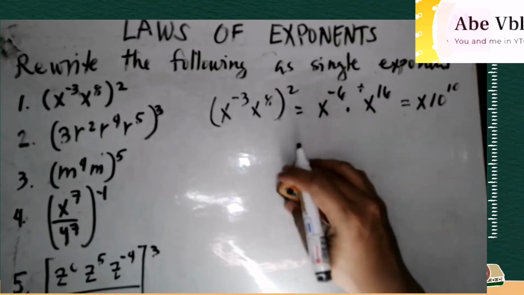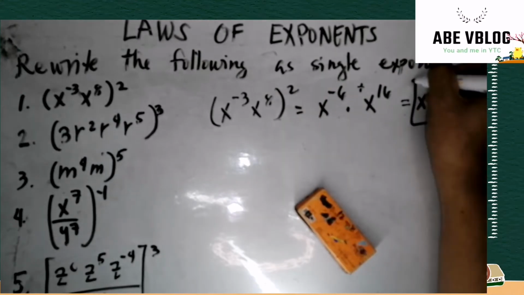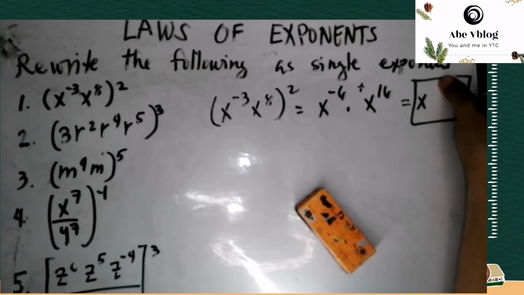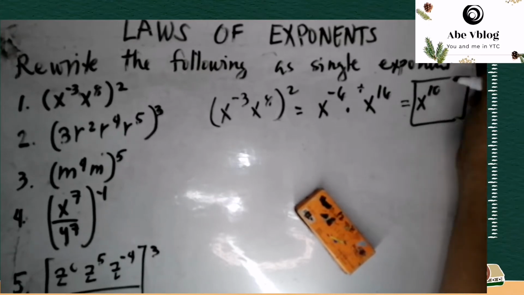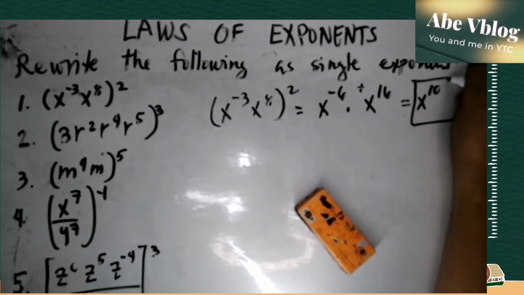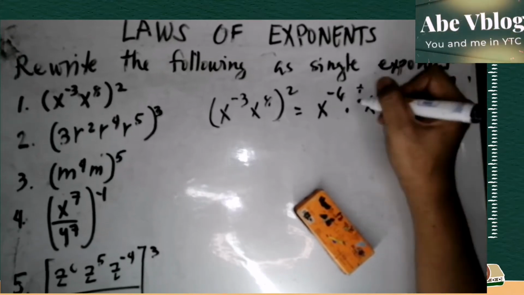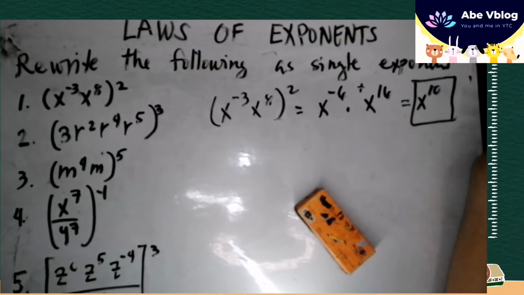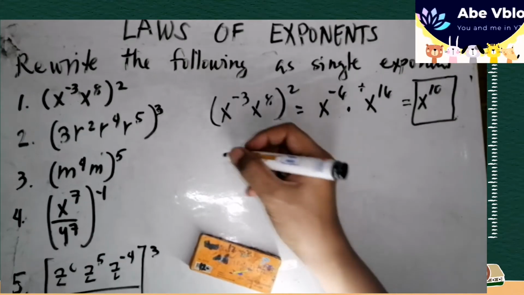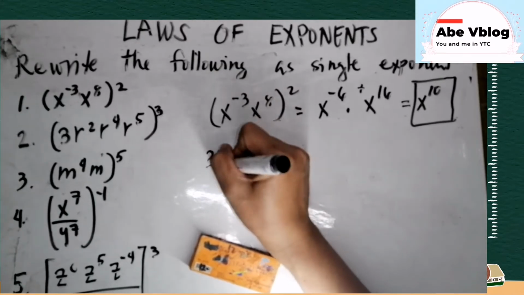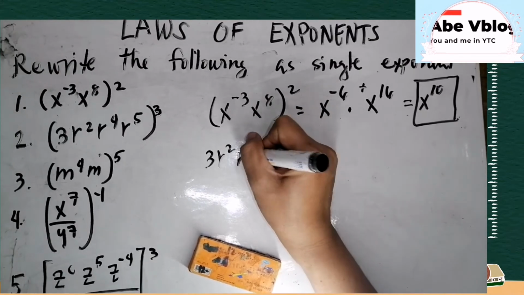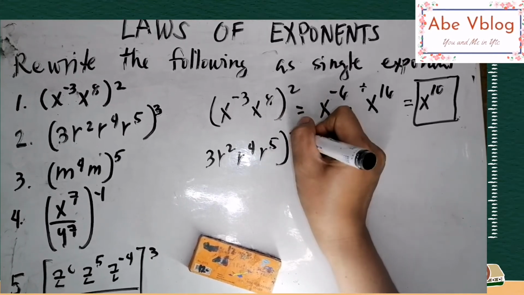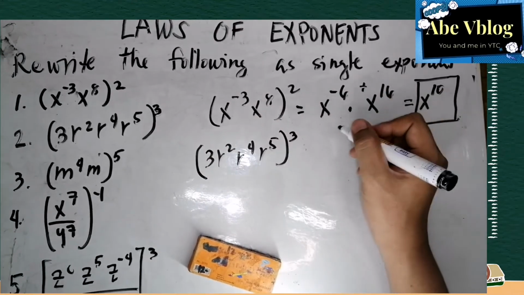So, that's 10. So, we add it. So, x to the 10. Okay, that's x to the 10. Because we have negative 6 plus 16, that's 10. So, we copy the base and then 10. So, 3r squared, r to the 4th, and r to the 5th.